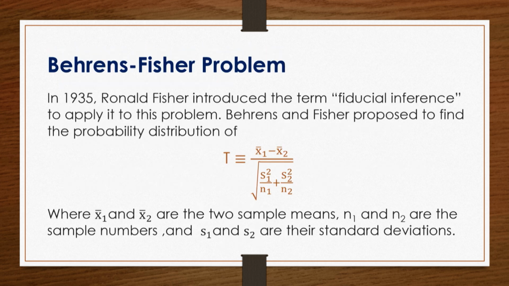Behrens-Fisher problem. In 1935, Ronald Fisher introduced the term fiducial inference. To apply it to this problem, Behrens and Fisher proposed to find the probability distribution of t, which is given by t equal to x1 bar minus x2 bar divided by the square root of s1 square by n1 plus s2 square by n2, where x1 bar and x2 bar are the two sample means, n1 and n2 are the sample sizes, and s1, s2 are the corresponding standard deviations, which is given by the Behrens-Fisher problem.